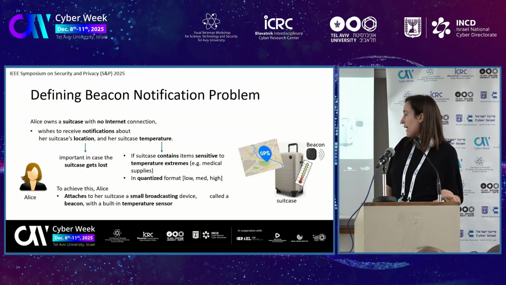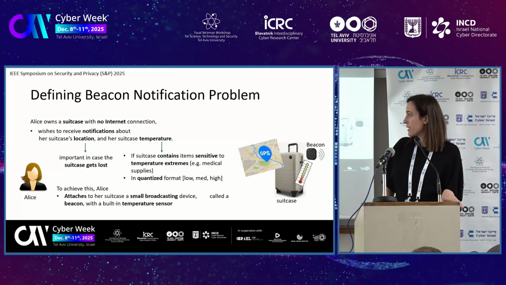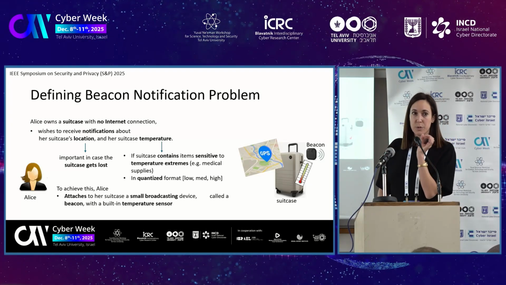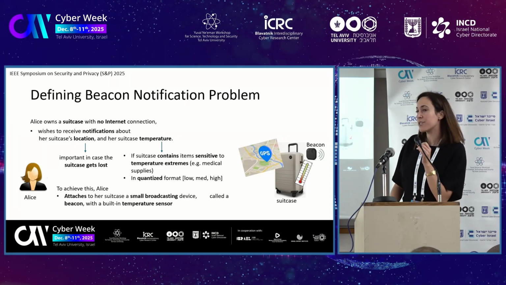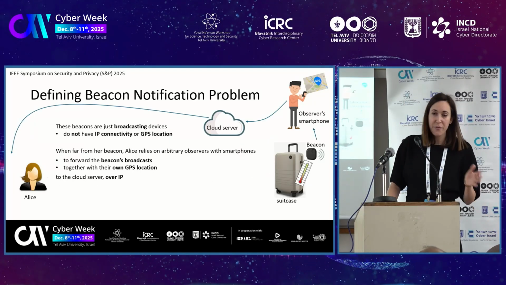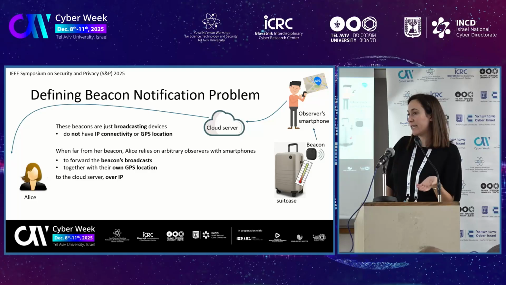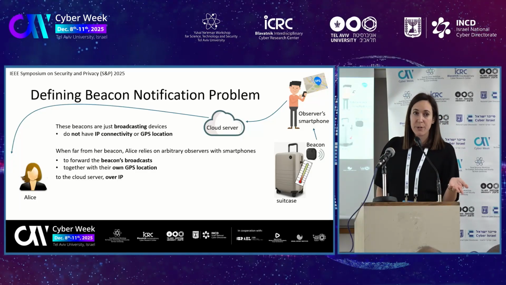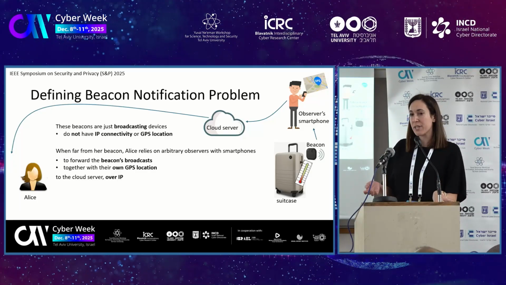So to this end, Alice attaches to her suitcase a small broadcasting device, which is called a beacon. And this beacon also has a sensor for temperature in it. Now, the thing is that these beacons are just broadcasting devices. They do not have IP connectivity or GPS location.